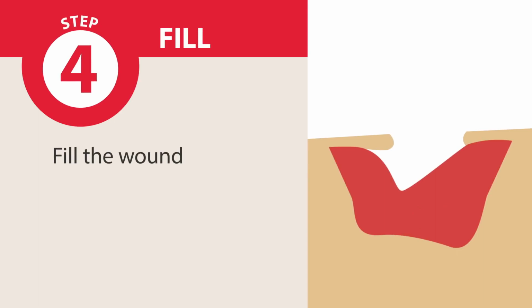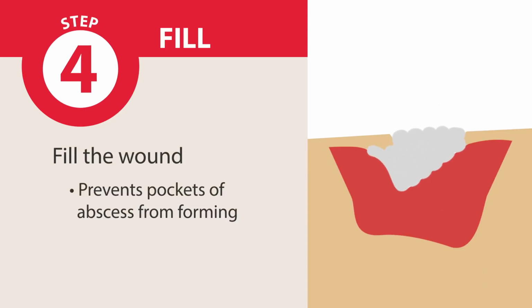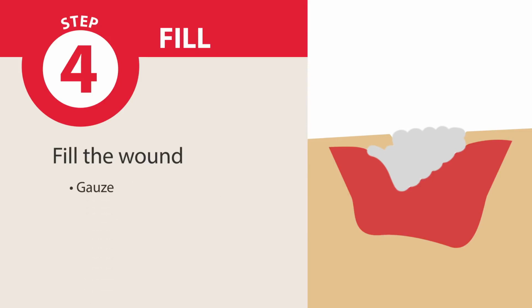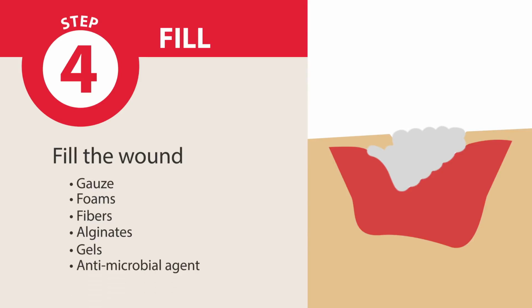Next, fill any depth in the wound by packing all open spaces with the appropriate filling material. This step is important because it helps prevent pockets of abscess from forming, as well as promotes healing. Wounds that require filling include tunneling wounds, undermined wounds, and stage 3 and 4 pressure injuries. Fill them based on the wound assessment, the wound's contours, and the clinician's discretion. Choose from gauze, foams, fibers, alginates, and gels. For infected wounds, add an antimicrobial agent.